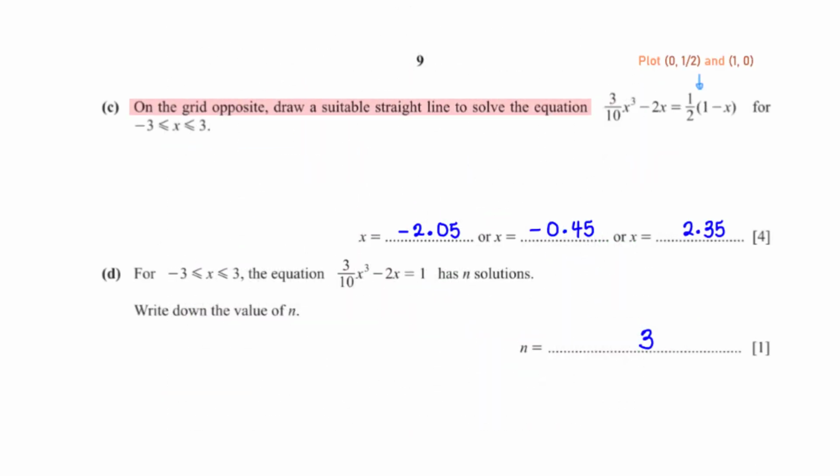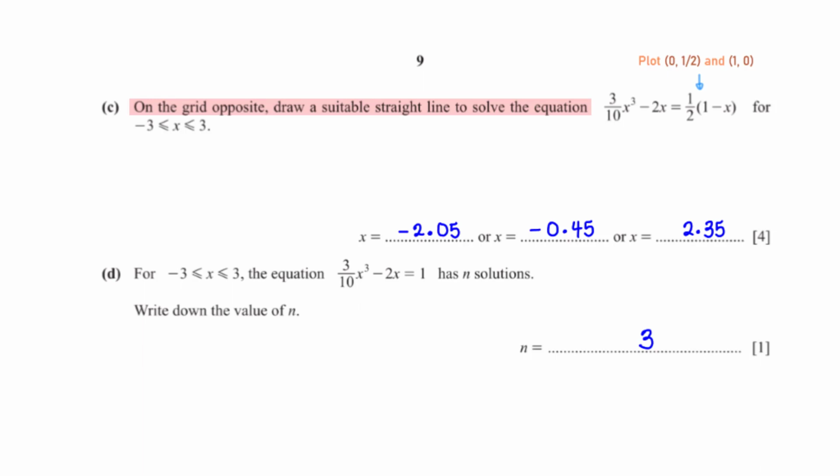On the grid opposite, draw a suitable straight line to solve the equation 3/10 x cubed minus 2x equals half of (1 minus x), for x greater than or equal to -3 and less than or equal to 3. In other words, we are to find the x-coordinates of the intersection points between the graph of y equals 3/10 x cubed minus 2x and the line y equals half of (1 minus x).